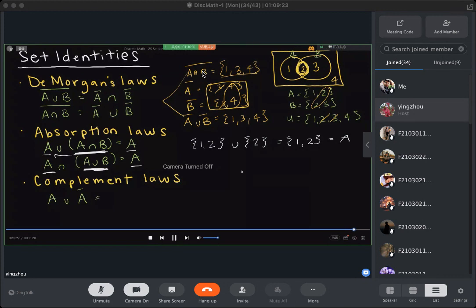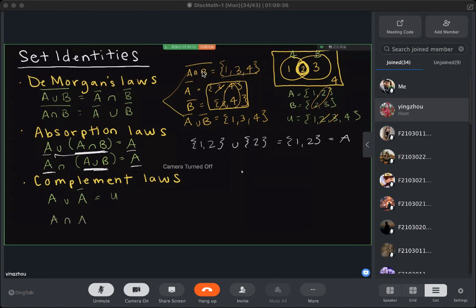And again, this is a union. If I take A and everything that's not in A, I'm going to be left with everything in the universe. In this case, that would be {1, 2, 3, 4}. If I take A intersect not A, so what's in A and not A? Not a darn thing. So that's the empty set.